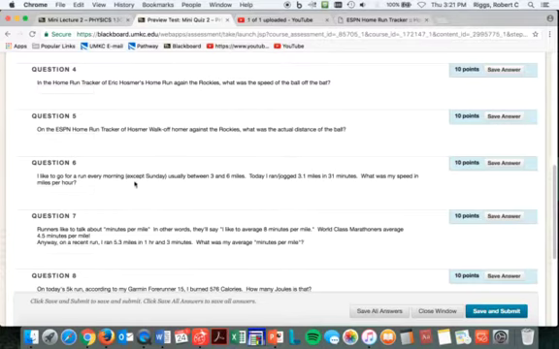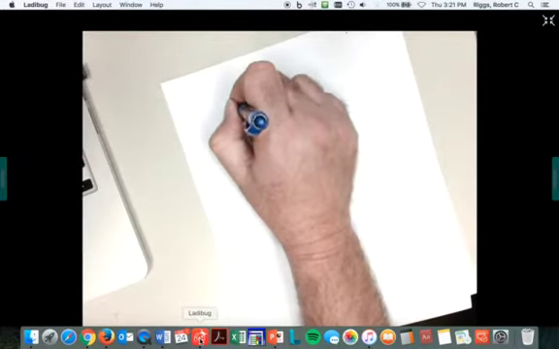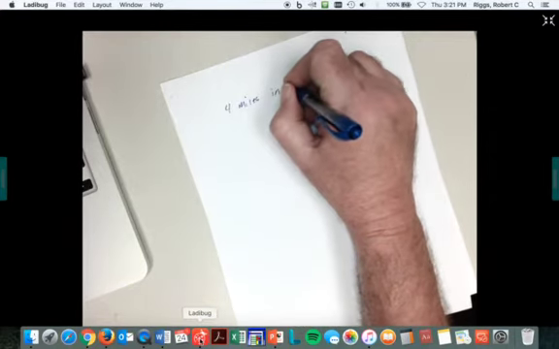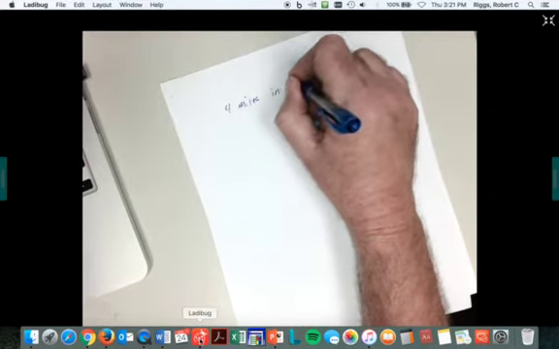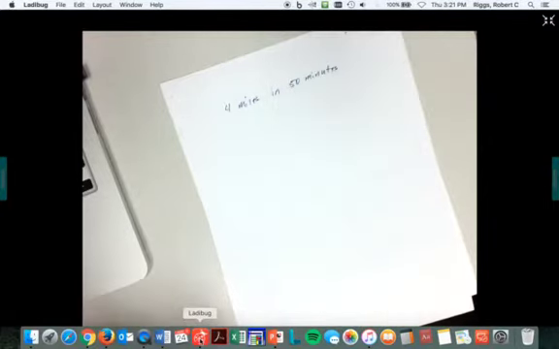Okay, I like to go for a run every morning, except Sunday, usually between 3 to 6 miles. Today I jogged 3.1 miles in 31 minutes. What was my speed in miles per hour? That's a little bit tricky. So let's say I went 4 miles in 50 minutes. Nice slow jog. That's actually about my speed sometimes.